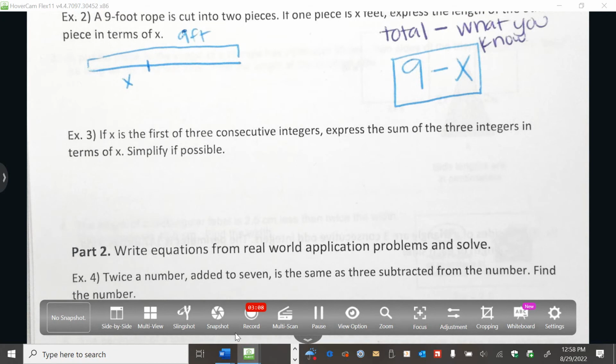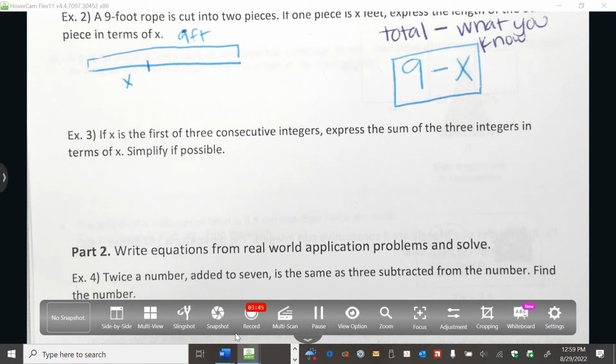Okay, number 3 is a good conversation to have. If x is the first of 3 consecutive integers, we're going to stop right there. What are integers? One word answer. Numbers. They're just numbers. Okay? So we're looking for 3 consecutive numbers. What does consecutive mean? Not same. Give me an example. If it's hard to explain or define, give me an example.